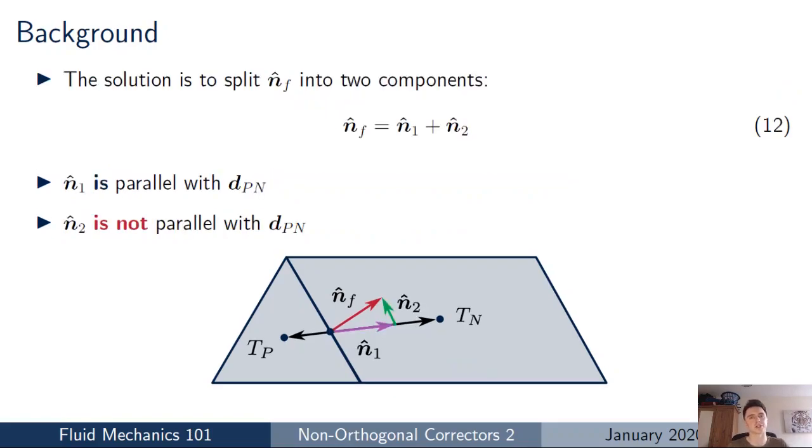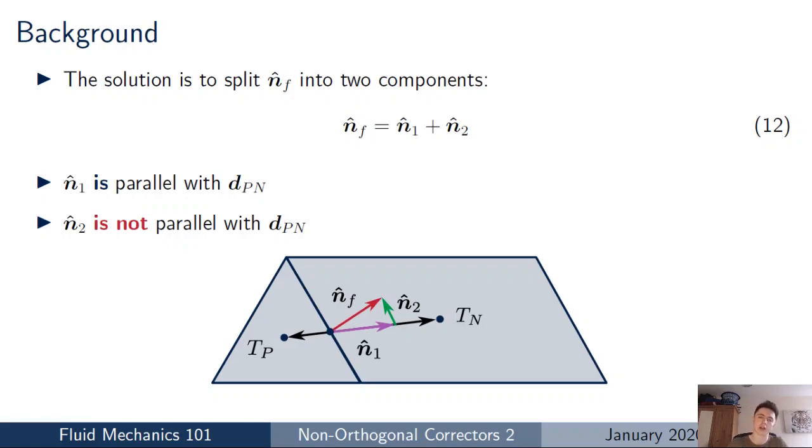And what's the solution to this? Well, the solution, which I went through in the previous talk on non-orthogonal correctors, is to split that unit normal vector nf into two components. I've called these components N1 and N2 here, and in the literature you may see these referred to as delta and K instead. I've chosen to use a slightly different notation here because I think it helps avoid confusion and helps us remember exactly what we're looking at. I tend to find it's a lot clearer.